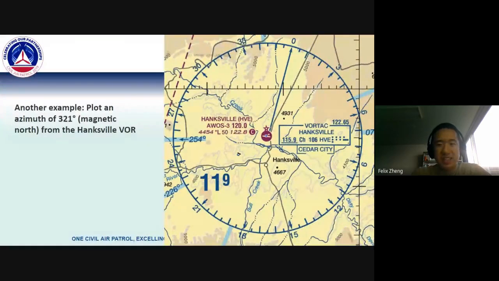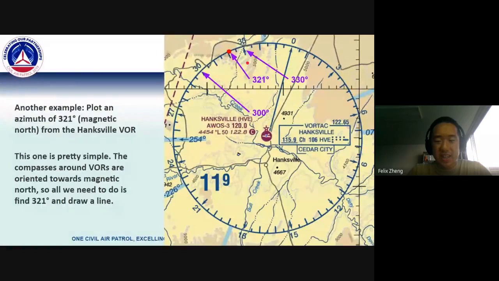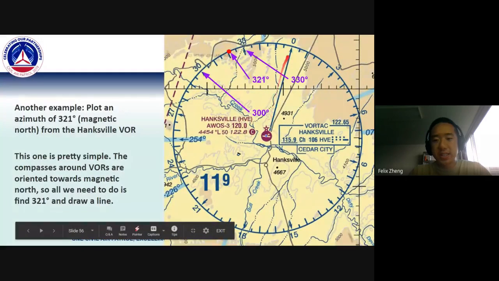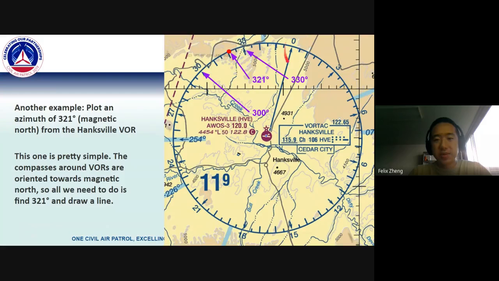So for you pilots out there, this might make you happy, because if you want to plot an azimuth from a VOR, it is actually very easy. You don't even need to use a compass or a protractor to do that. For those of you who don't know why, this might show you. So around a VOR, which is a navigation aid for pilots, there will always be this little compass that shows which way is magnetic north. That's the 0 degree heading right here, and everything else around it.